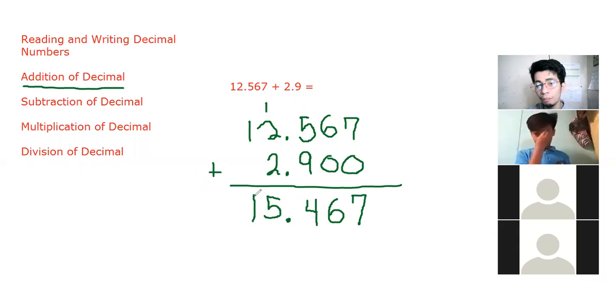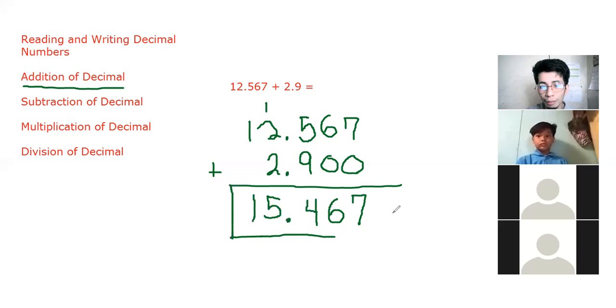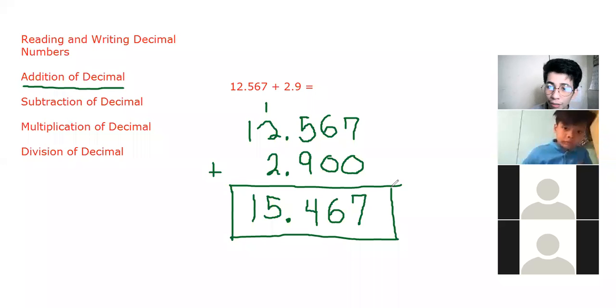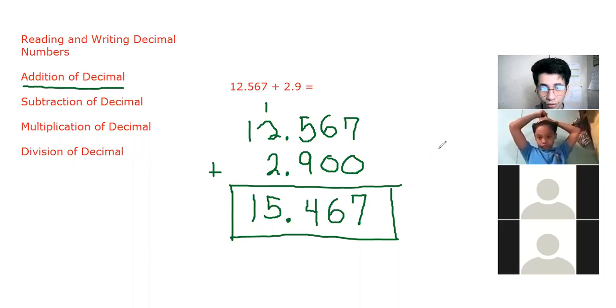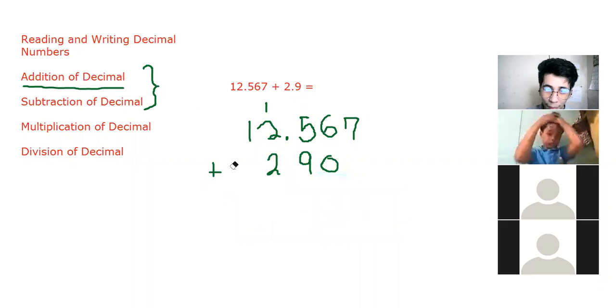So, we have the answer of 15.467. Naunawaan? So, iyan yung ating magiging sagot. So, 15.467. Dapat naka-align sina decimal. Okay? Si decimal point. Sa addition at subtraction yon. I-align natin sina decimal point. Okay? Naunawaan ba?